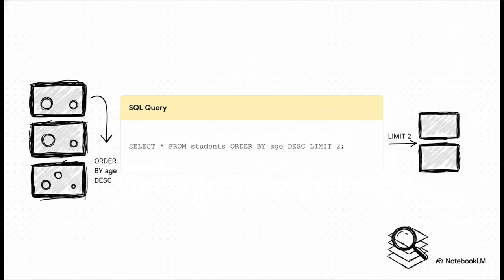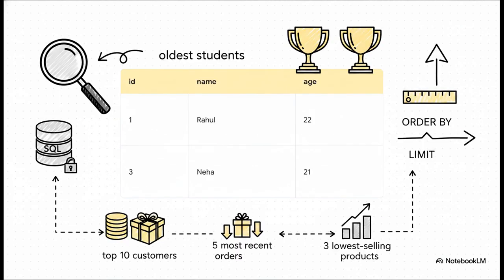We do it by combining our tools, and the order you write them in is absolutely key. Listen to this. First, we tell the database, ORDER BY age DESC. This sorts the entire list, putting the oldest students right at the top. Then, and only after the sorting is done, we say LIMIT 2. And that just gives us the top 2 from that brand new, freshly sorted list. And voila! This is the perfect answer to our question. We get exactly the 2 oldest students, Rahul and Neha.